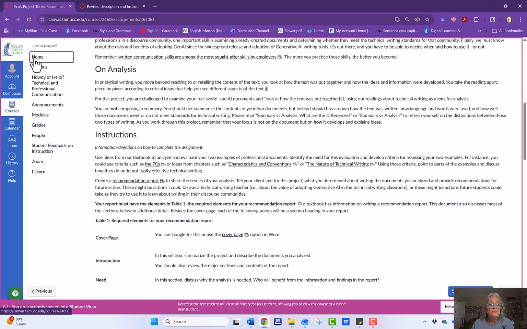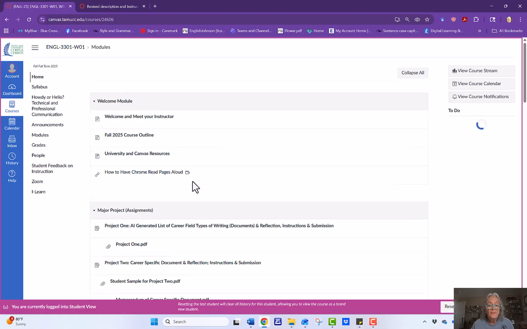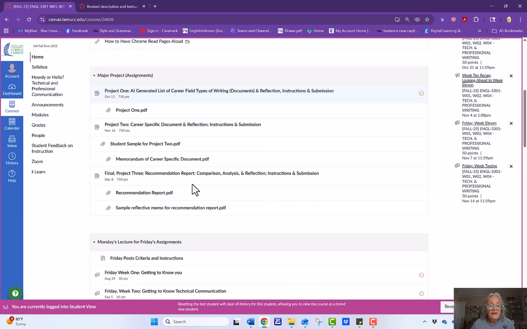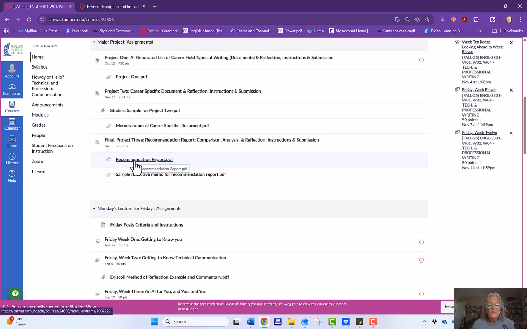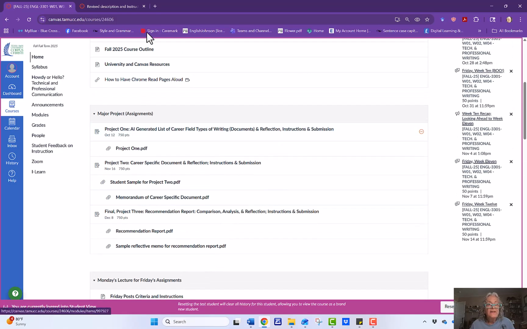Let me go home. Again, I have provided a sample. Here's a sample of the report. Here's a sample of the reflective memo. For us, remember, these are one document, one file put together using a page break to separate the two. Okay. That's all I have for this.